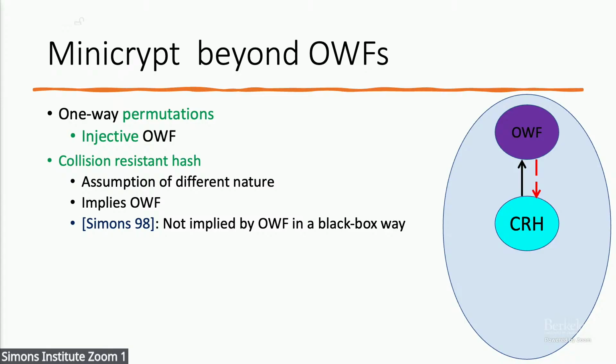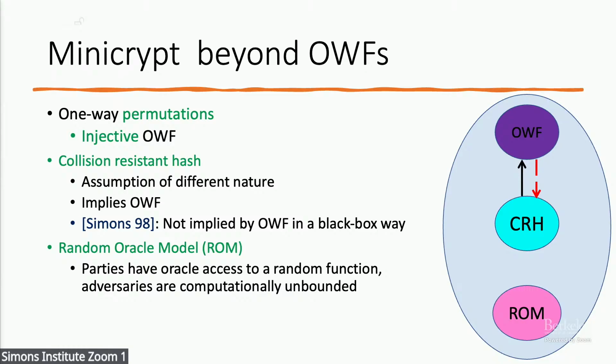You cannot use one-way functions with a collision-resistant hash function. Okay, and maybe lastly in this Minicrypt, I would say the random oracle model. I guess some of you can object: what is the random oracle model to begin with? We believe the parties have oracle access to a random function, and the adversaries are unbounded.